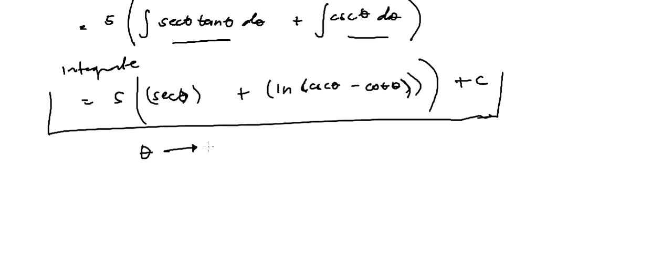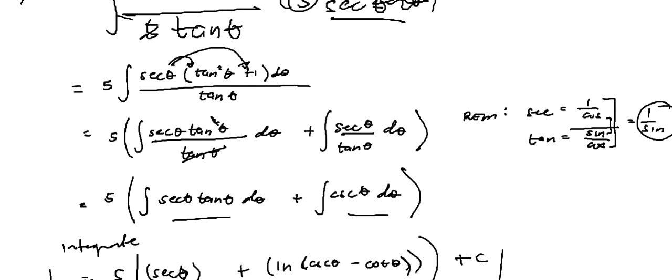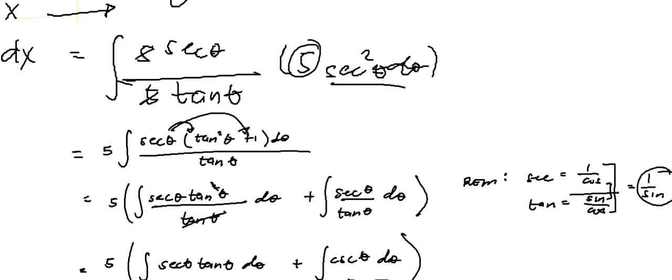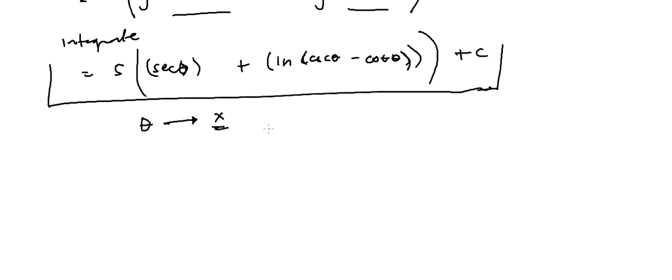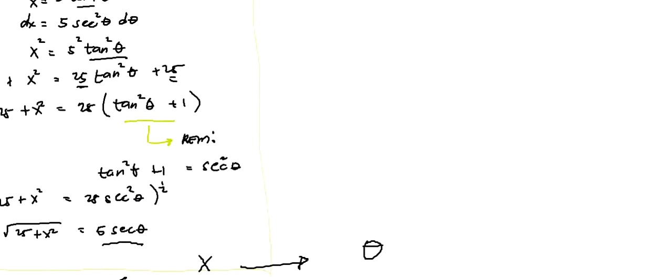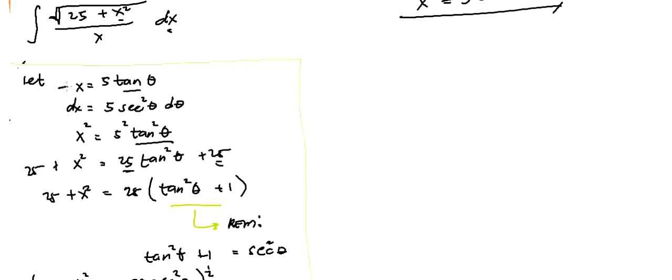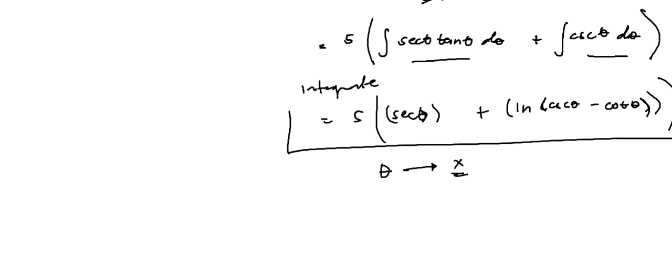Its original variable, which is in terms of x. Okay, so how can we transform from theta to x? So we will need our information last time. From our information last time, x is equal to 5 tangent theta.